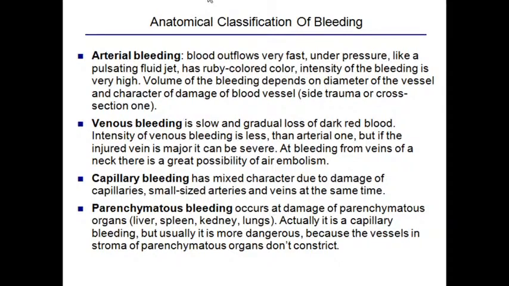And parenchymatous bleeding. The bleeding occurs at damage of parenchymatous organs, for example, liver, spleen, kidney, and lungs. Actually, it is a capillary bleeding, but usually it is more dangerous, because the vessels in the parenchymatous organs are fixed to the stroma of the organ, and spasm of vessels as an initial part of coagulation is impossible, because the stroma fixes the capillaries in an open state.